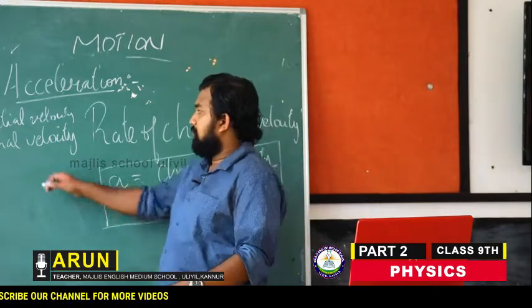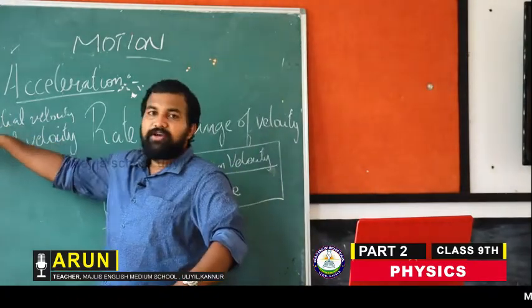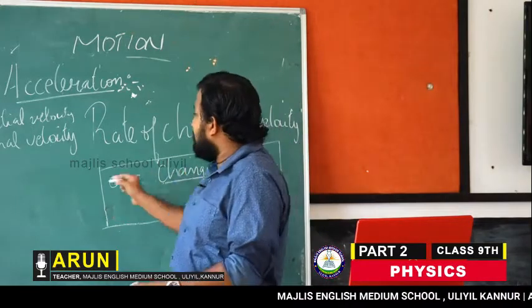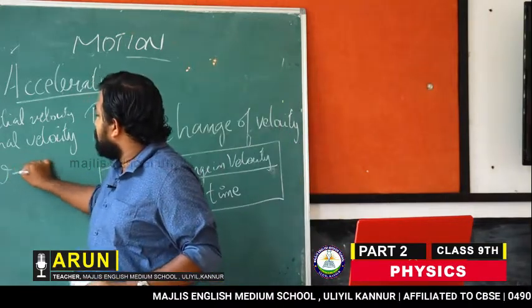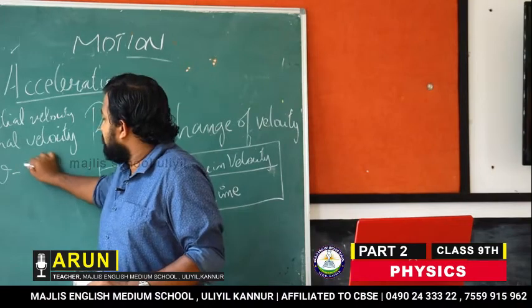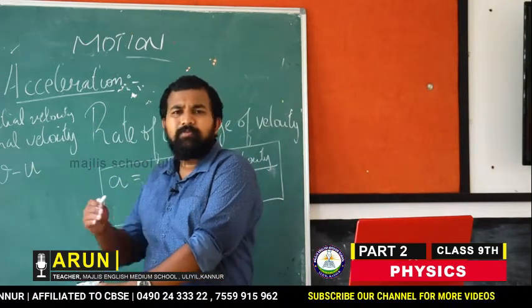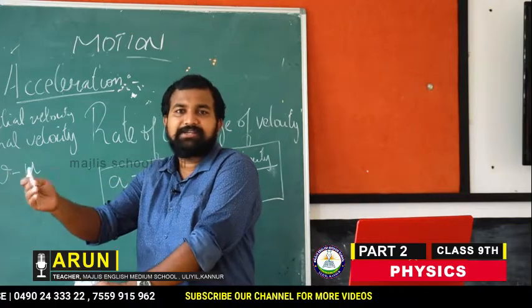Initially it was moving with u, finally it is moving with v. So what is the change in velocity? The change in velocity is equal to final velocity minus initial velocity. How much change has taken place in velocity?